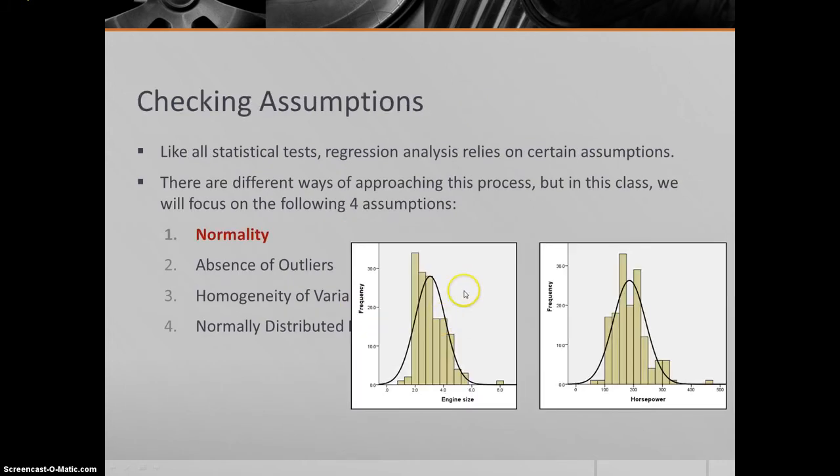So normality. To check for normality, we're just going to create a histogram of each of the variables. In a simple linear regression, there is one predictor, in this case engine size. Later we'll look at a technique where you can use more than one predictor, and then you have to do this for all the variables. But right now there's just 2.